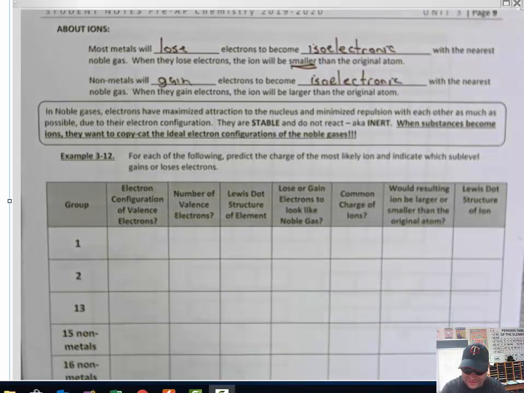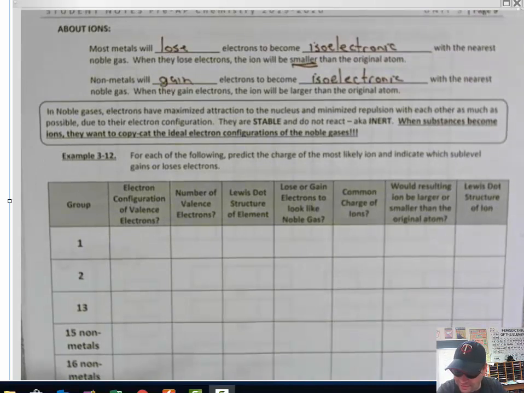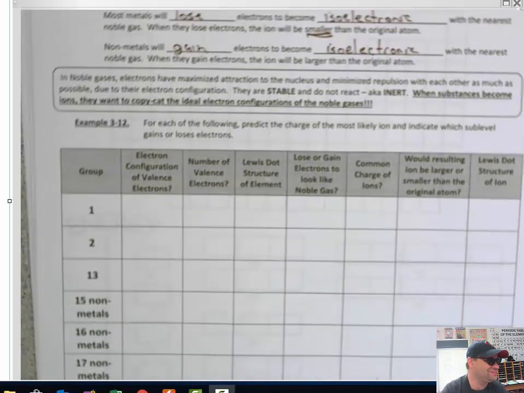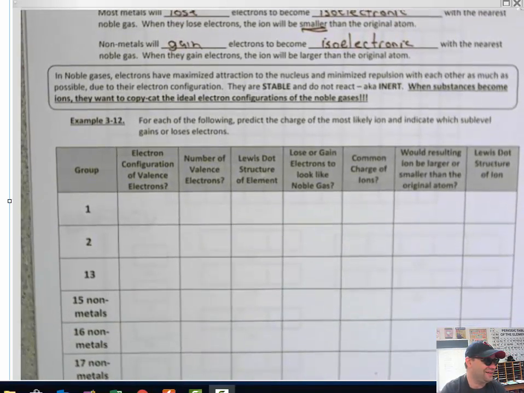Noble gases have the maximum attraction between the nucleus and electrons and the minimum repulsion among electrons possible due to their electron configuration. They are stable and do not react, aka inert. Because everybody wants to be like a noble gas. That's the goal. Okay? So, here we go.